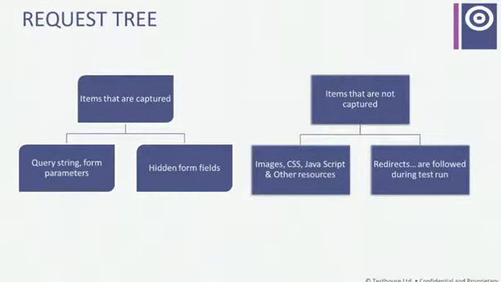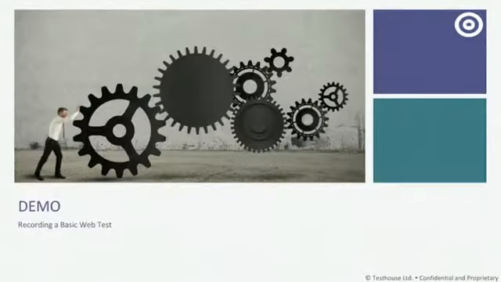Things that aren't rendered are things like images, cascading style sheets, as I mentioned, JavaScript, things like that, which are downloaded but not acted upon and rendered because, again, that's not testing the server response time, which is what we're interested in. And also, redirects are followed during the test run.